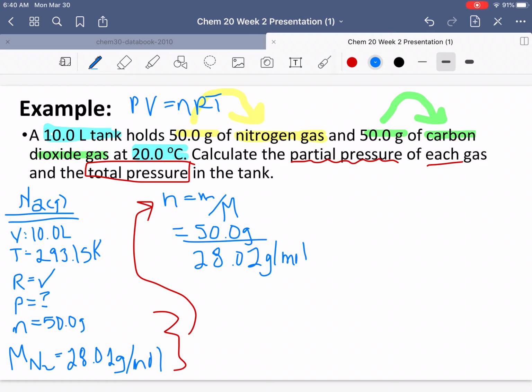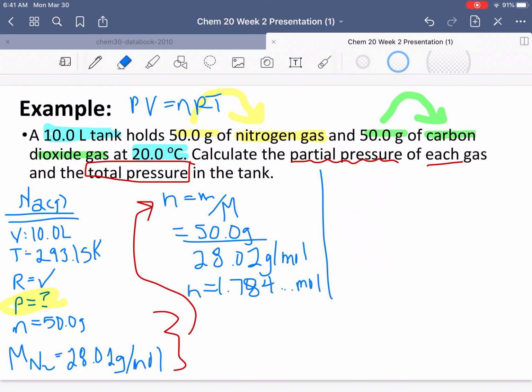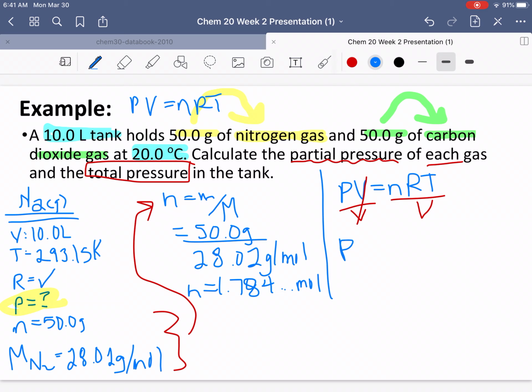Remember not to round this number. You're going to have to use it again. n is equal to 1.784 moles. Alrighty, we're getting somewhere now. From here, we can continue to actually figure out what the pressure is equal to. Pressure comes into the universal ideal gas law, PV equals nRT, and we need to isolate P. So divide by V, V's cancel out. P is equal to nRT over V.